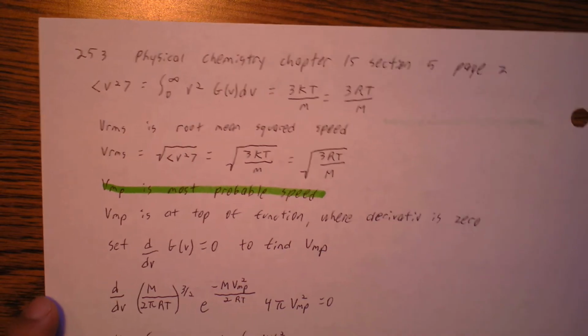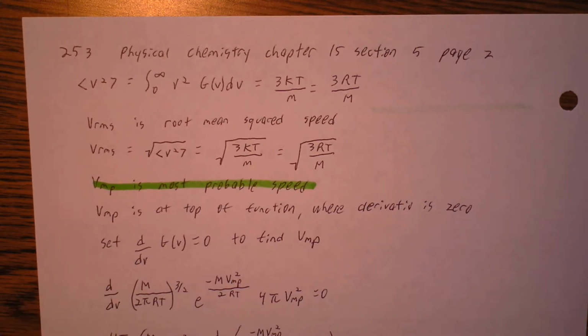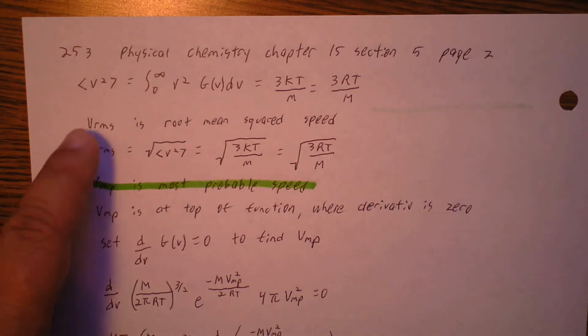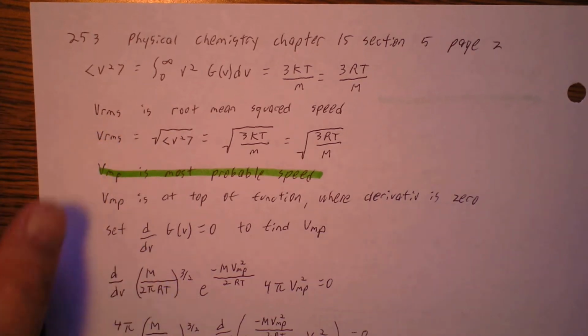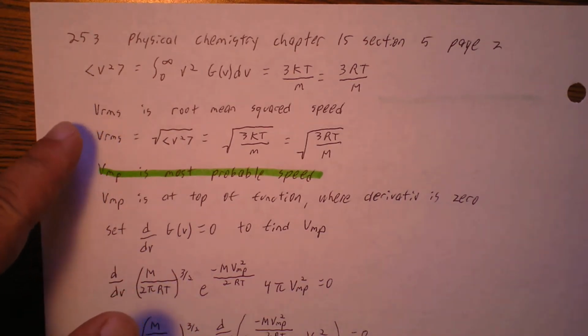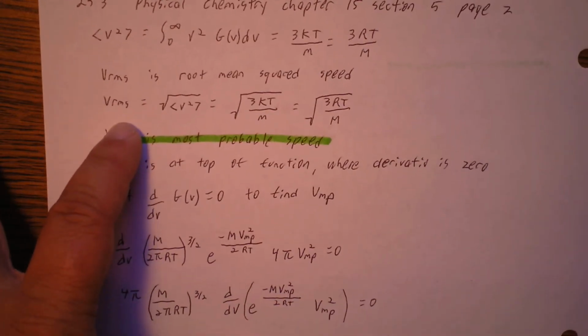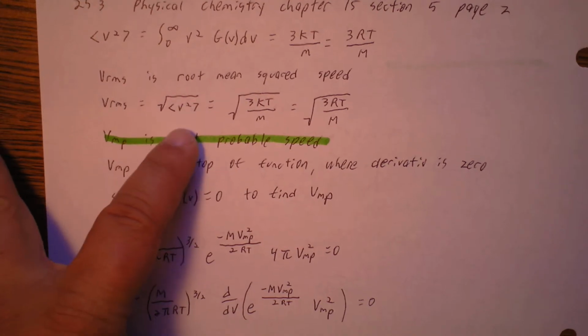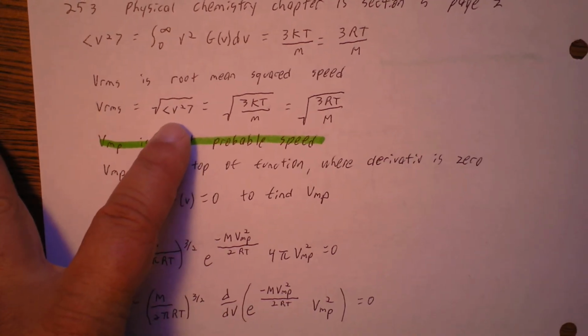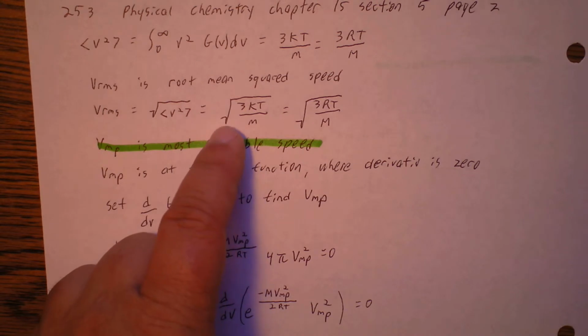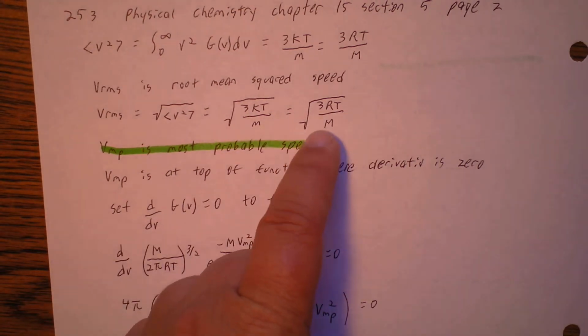So we get the average speed squared is equal to the integral from 0 to infinity of the speed squared times this g function of v dv, is equal to 3kT over m, or 3RT over M. Now remember, we said before RMS stands for root mean squared. So v RMS is the root mean squared speed. So the root mean squared speed is going to be equal to the square root of the average speed squared. Therefore, it's going to be the square root of 3kT over m, or the square root of 3RT over M.